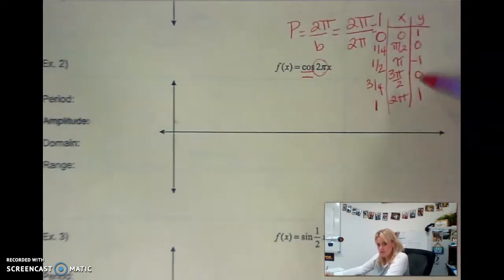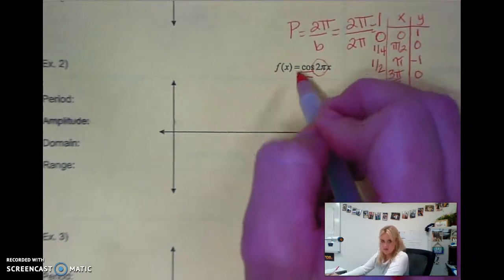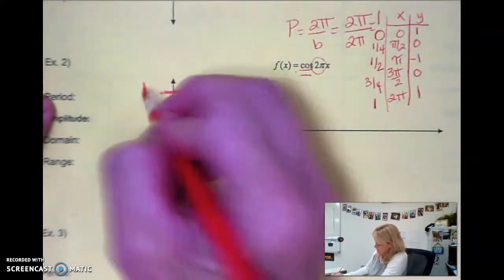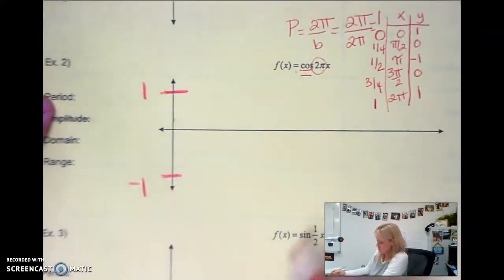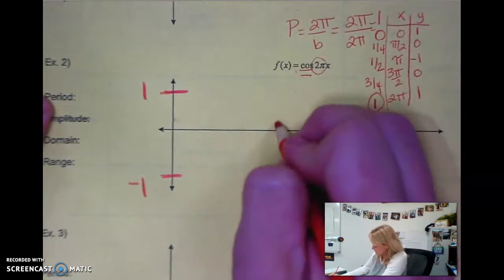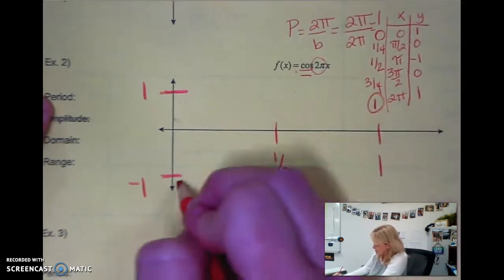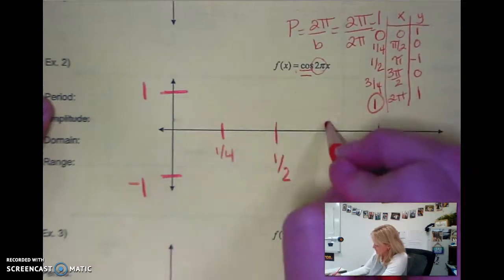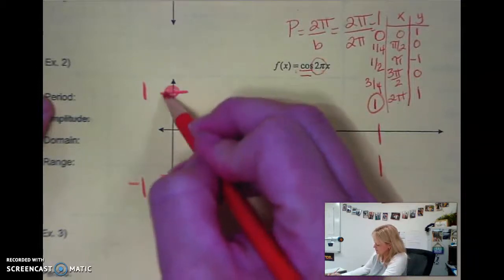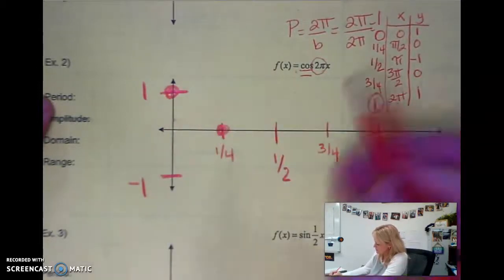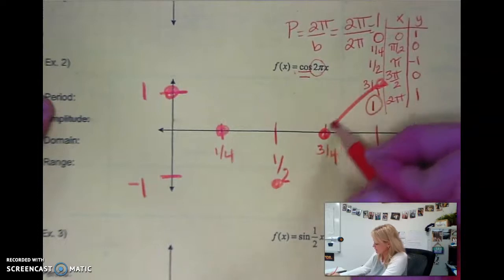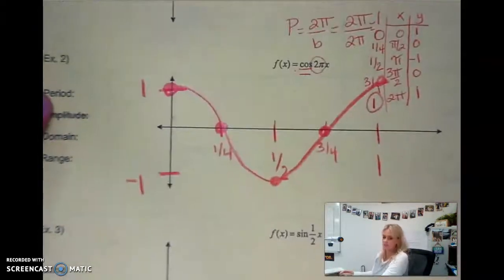My amplitude is not changing because there is no a. Well, technically there's a 1. So I'm going to be going 1 high and -1 low. My period is going to end at 1. Halfway is 1/2. There's 0. There's 1/4 and 3/4. So my cosine wave starts at 0, 1, 1/4, 0, 1/2, -1, 3/4, 0, and up to 1 again. And remember, the cosine wave still curves, it just looks different.